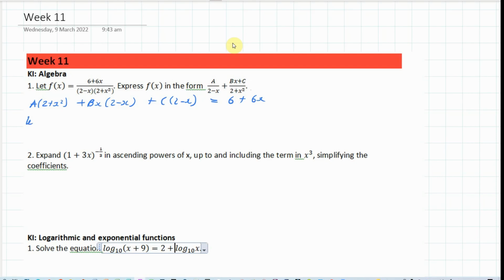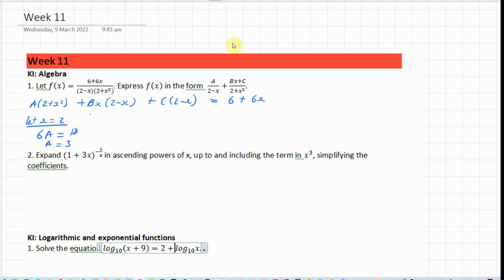So what I do at this stage is I say let x equal to 2, and if that's the case, you can see that the bx and the c will drop out because 2 minus 2 is 0, 0 times anything is 0, and that would give us 2 times 2 is 4 plus 2, 6a is equal to 2, 6, 12, 18, so a should be equal to 3.